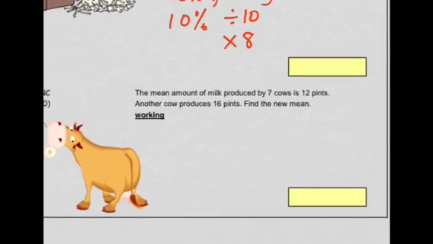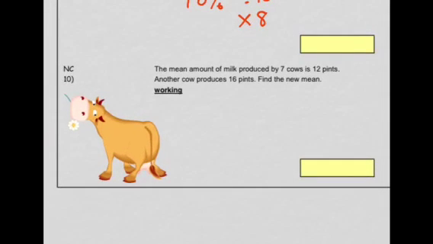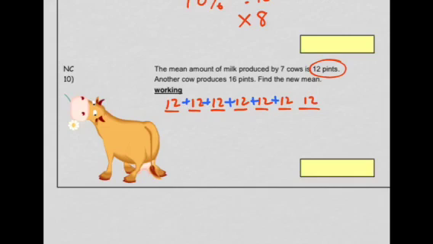Question 10, we did that one in class. Today we'll just quickly go through it again. 7 cows, 1, 2, 3, 4, 5, 6, 7 cows. They produce 12 pints of milk each. So 12, 12, 12, 12, 12, 12 and 12. Now if you add all those together, that'll tell you how much milk they produce in total. And we said in class that was 84.